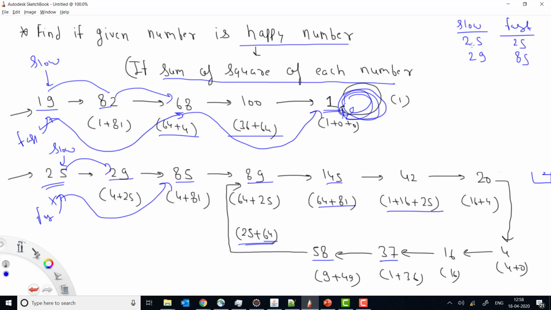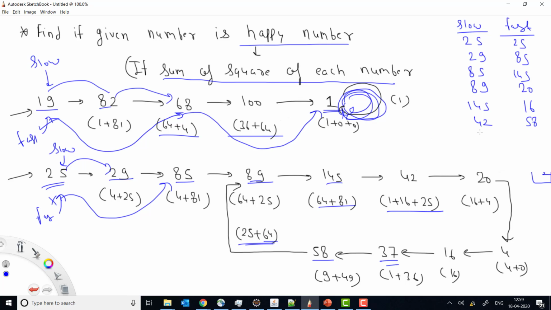Now they are not equal, so again we'll go further. Now slow will move to 85 and fast will move to 145. Why 145? Because it will jump 2 positions, 89 and 145. Now slow will move to 89 and fast will move 2 positions, so it will move to 42 then 20. Now again slow will move 1 position to 145 and fast will move 2 positions, so 4 and 16. Now again slow will move 1 position to 42 and fast will move 2 positions, so 16 to 58, because this is 1 position, this is the second position.